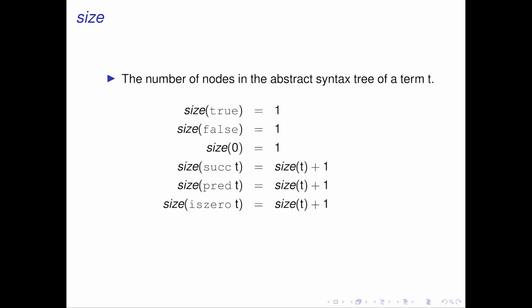What will be the size of if then else? Anyone? Size of if t1 then t2 else t3. So my if then else is if t1, let me type it out on the chat window, then t2 else t3. So this is what the form of if then else is.